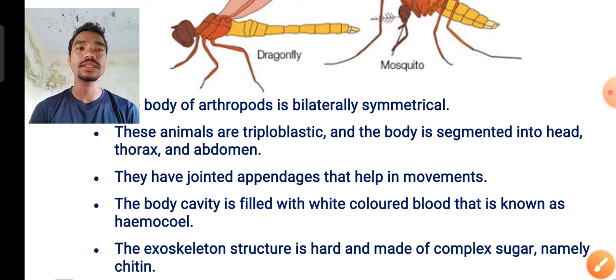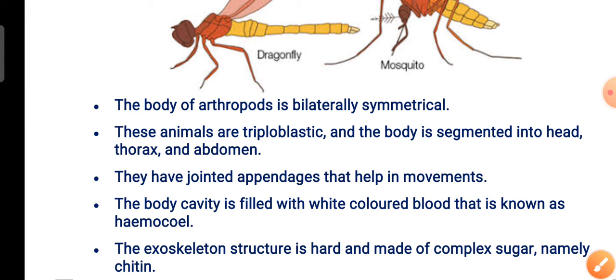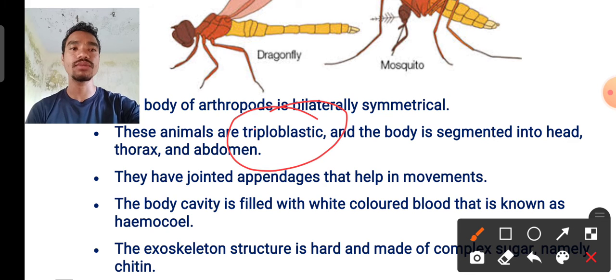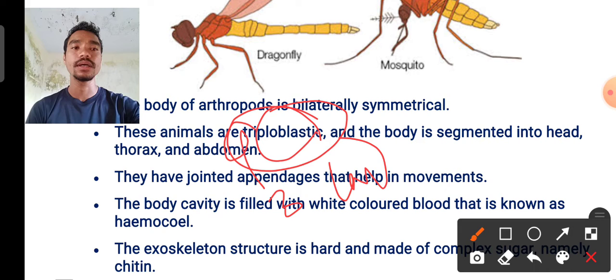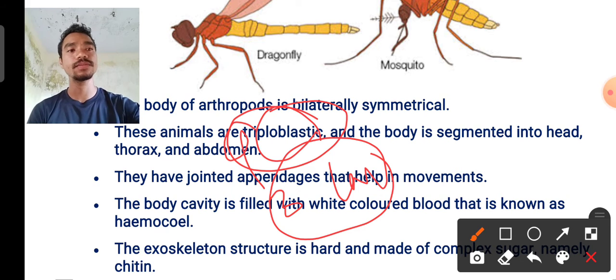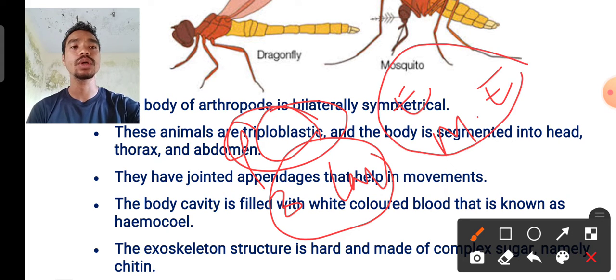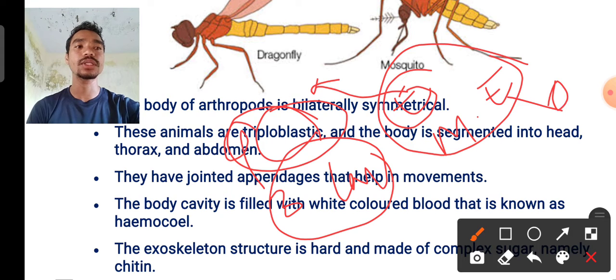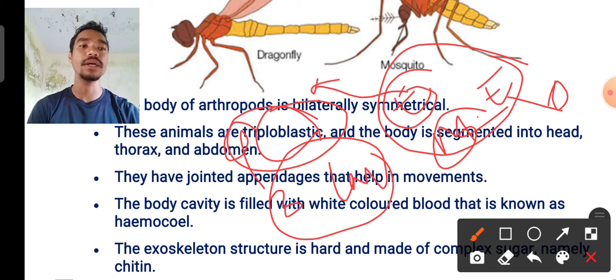Next, these animals are triploblastic. Guys, what is the meaning of triploblastic? Tri means three, blastic means layer. During embryogenesis, they form three different layers called ectoderm, mesoderm, and endoderm. That's why we call them triploblastic. Ectoderm means the outermost layer, endoderm the innermost layer, and mesoderm the middle layer.